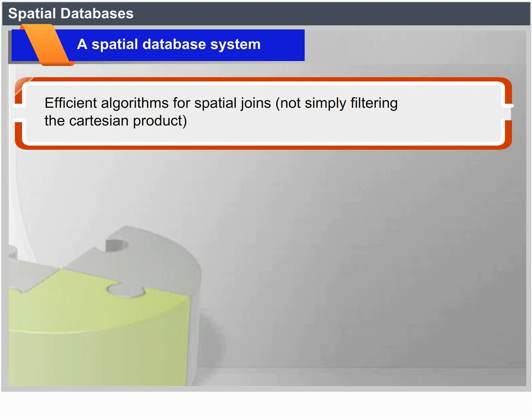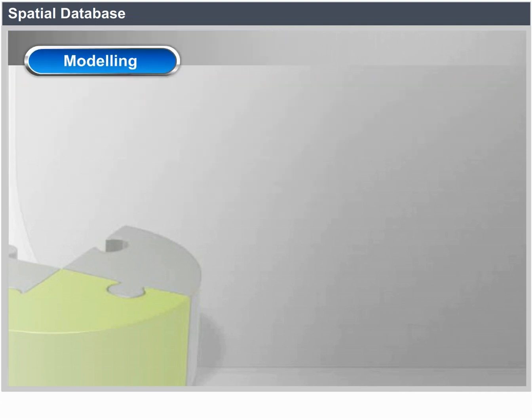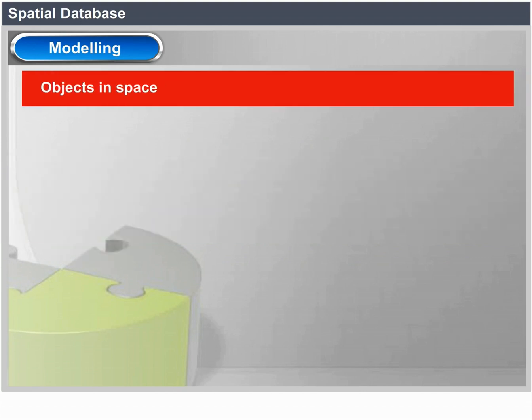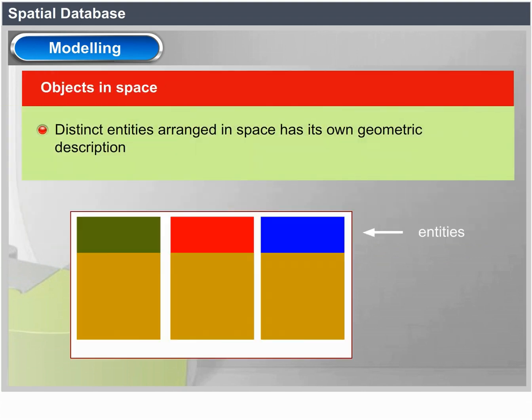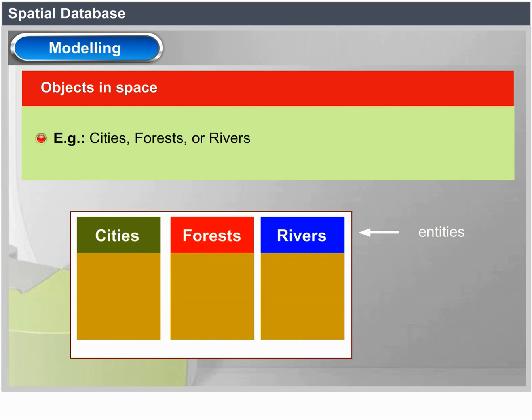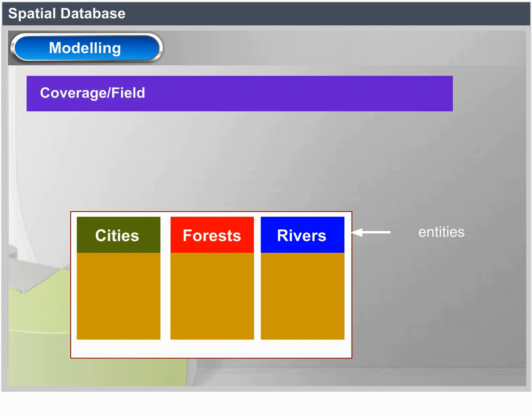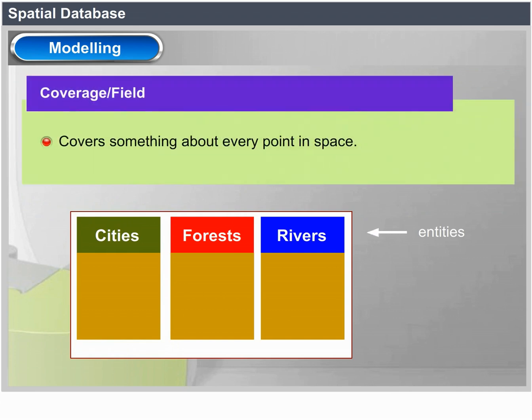Modeling. In 2D and GIS applications, two basic things need to be represented. Objects in space: distinct entities arranged in space, each of which has its own geometric description. For example, cities, forests, or rivers. Single objects. Coverage or field: say something about every point in space.